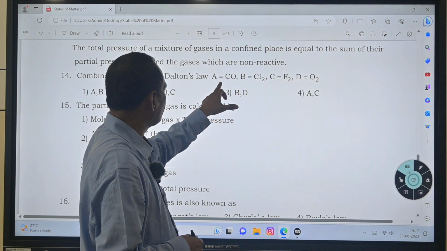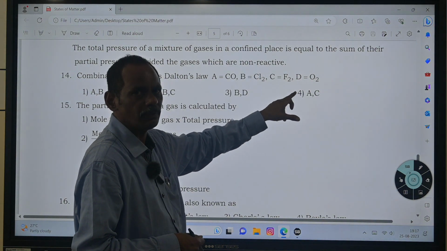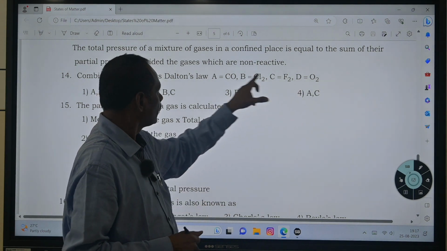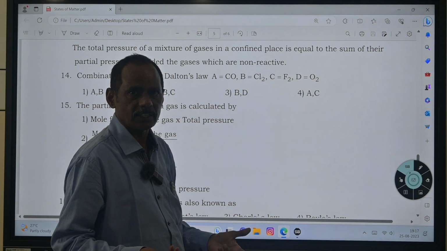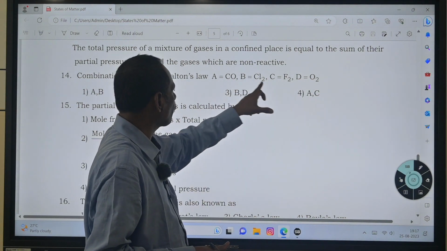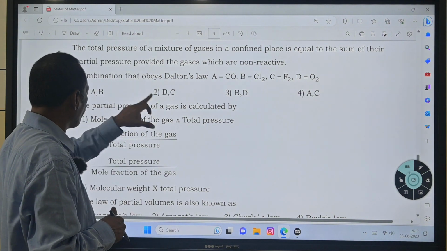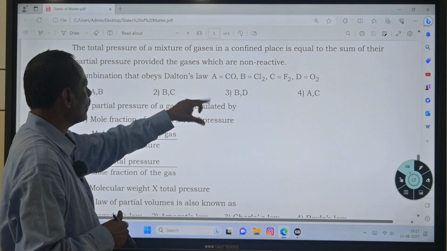A and C. A is carbon monoxide, C is fluorine. Like chlorine, fluorine can also react with carbon monoxide. Therefore, carbon monoxide and fluorine are reacting gas mixtures. So Dalton's law is not applicable for A and C. Therefore, Dalton's law is obeyed by the second option and the third option.